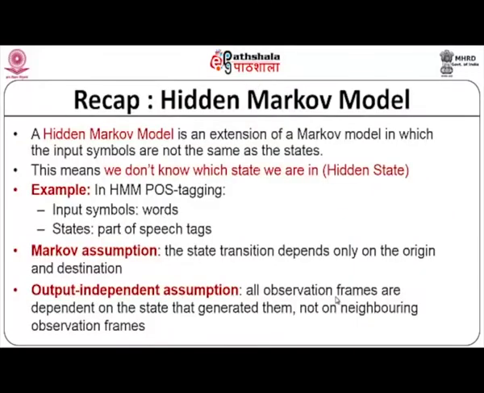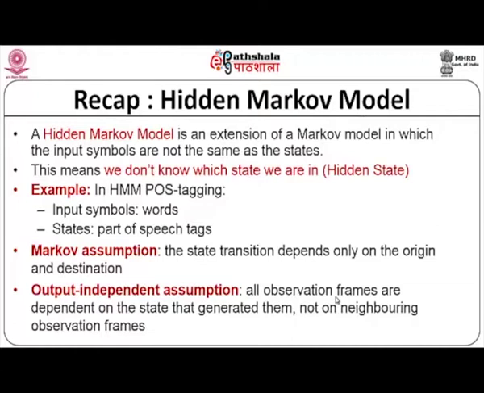Let us do a small recap of the hidden Markov model. A hidden Markov model is an extension of the Markov model in which the input symbols are not the same as the states. In the Markov model, the input symbols and the states are the same. So, what you see is what you get, but in the hidden Markov model, we do not know which state we are in, that is, the state is hidden, only the observation is given. So, we are going one more level of abstraction. For example, a typical example of explaining HMM was POS tagging, or the part of speech tagging, where the input symbols are the words and the states are the part of speech tags. So, we see only the words.